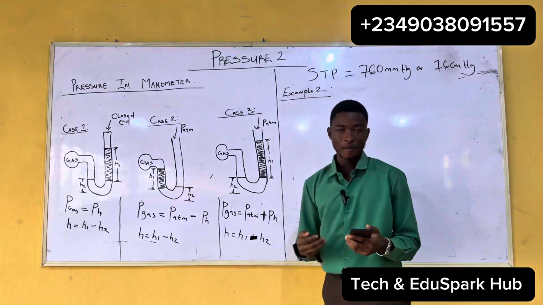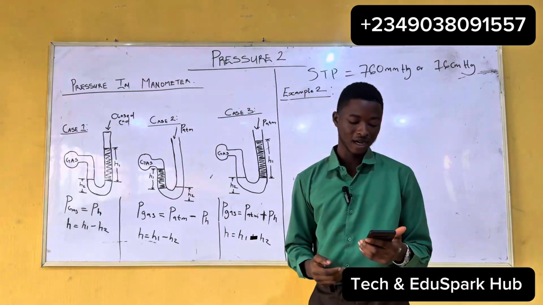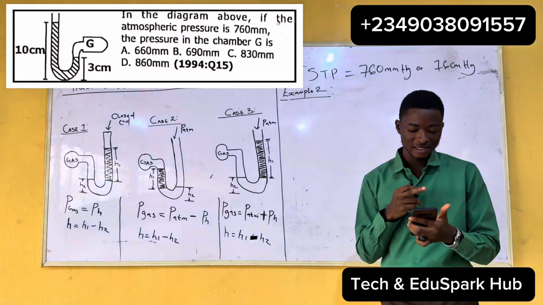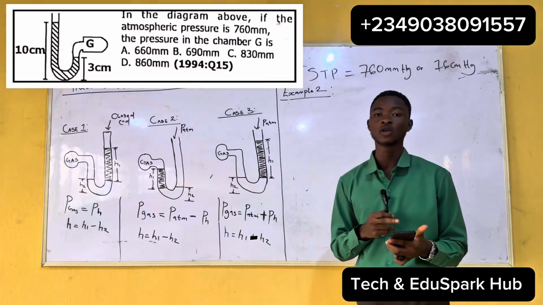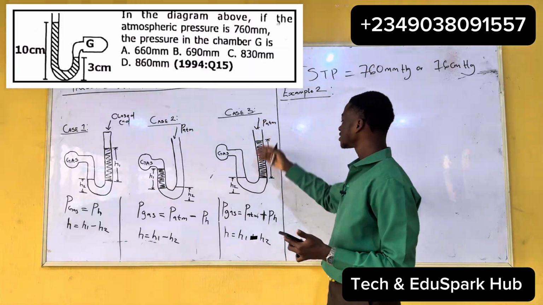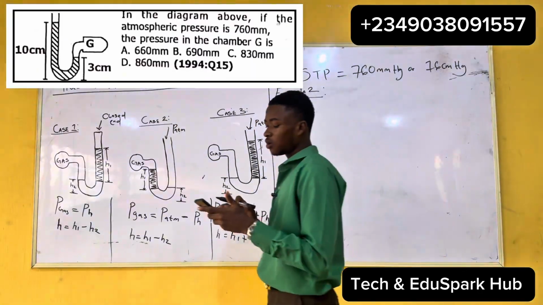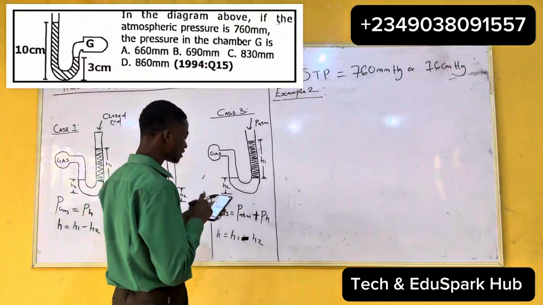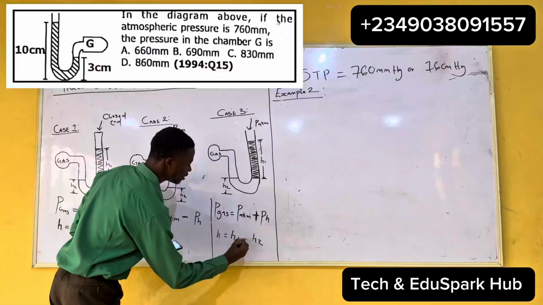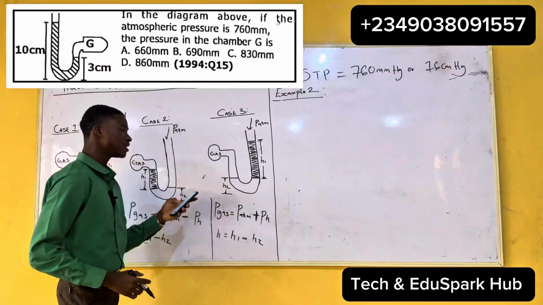And to the last example under the pressure in manometer, we have that in the diagram above, if the atmospheric pressure is 760 millimeter, the pressure in the chamber G is given as what? In this case, looking at this diagram, you can see that the height of the liquid column is greater than the height of the gas column. So we are still going to be applying this third case formula to this kind of question. We have the height of the liquid column to be 10 centimeter and the height of the gas column to be 3 centimeter. So we are going to have H1 minus H2 to get our final height.